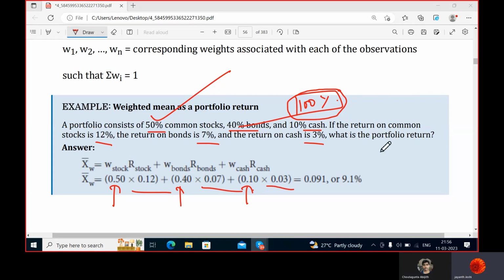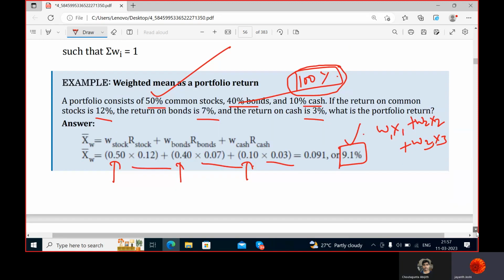So the formula is W1X1 plus W2X2 plus W3X3, and so on if you have more data, and then you get the weighted average. The weighted average here is 9.1%. That means this shows the return of this particular portfolio. Some revision for portfolio management, which we are yet to start.